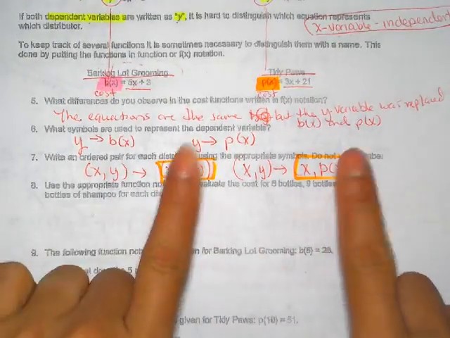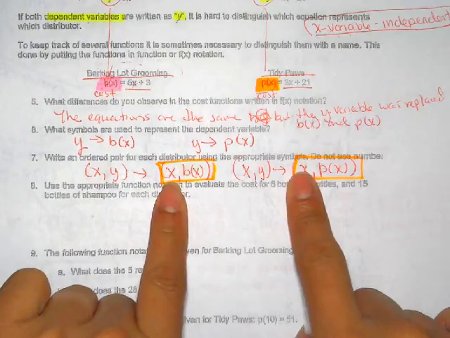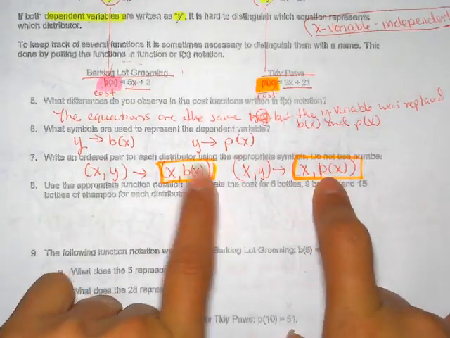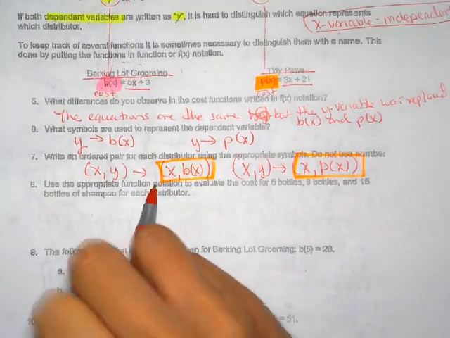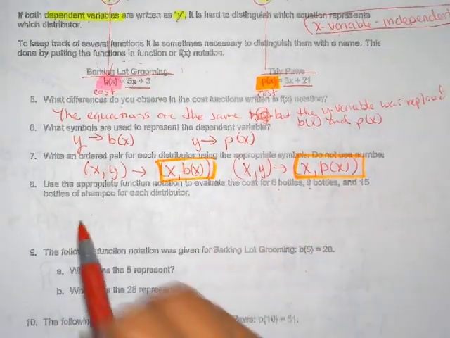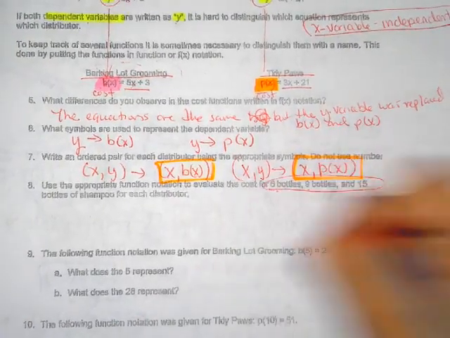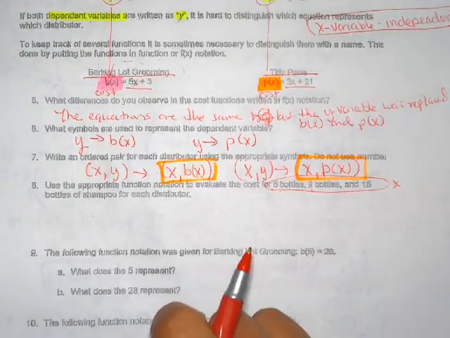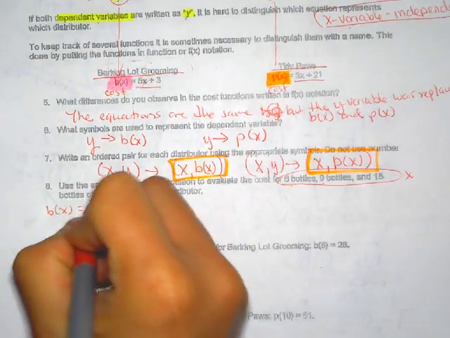So this is going to be the answer for your homework, okay? For the new function notation, the ordered pair, you're going to have x, and then the function notation, b of x, p of x. Next part. Use the appropriate function notation to evaluate the cost for 6 bottles, 9 bottles, and 15 bottles. We said shampoo bottles were going to be represented by what? X, right? So here we're going to replace this with x. This is what we did yesterday when we used our actual function. In this case, it's going to be b of x equals 5x plus 3.